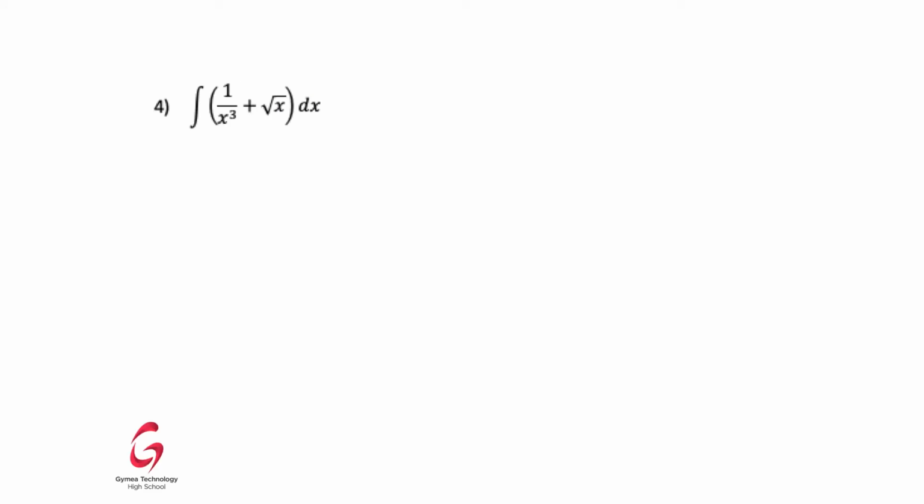Okay, example number 4. Again, there's a lot going on initially with this question, but if we think about a few things, we'll be able to work with this in a nicer way. So who can think of what to do? Yeah, we're going to have to rewrite this using negative indices and then fractional indices. So really what we've got is x to the power of negative 3 plus x to the power of a half that we're going to try and integrate.